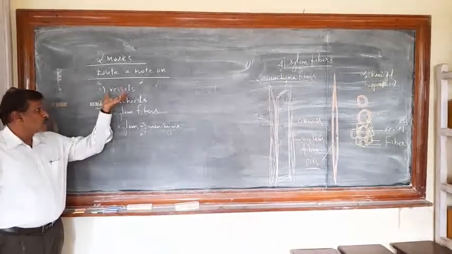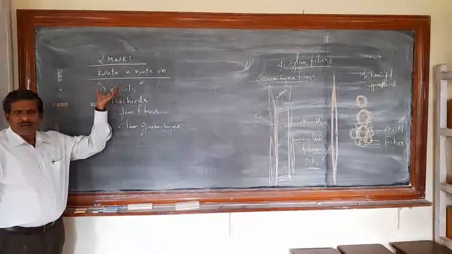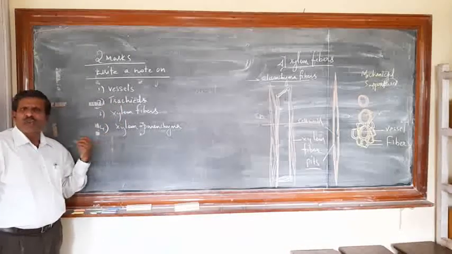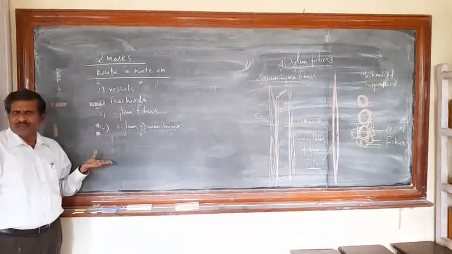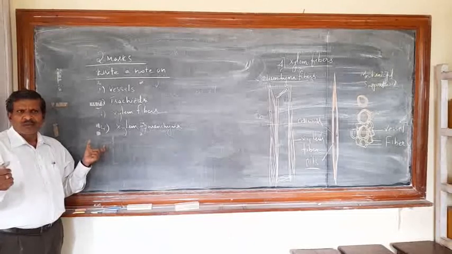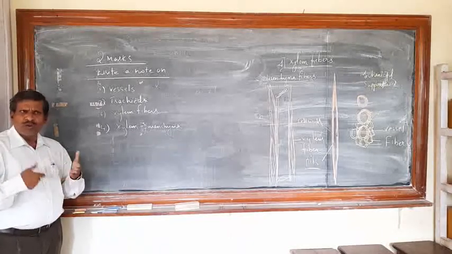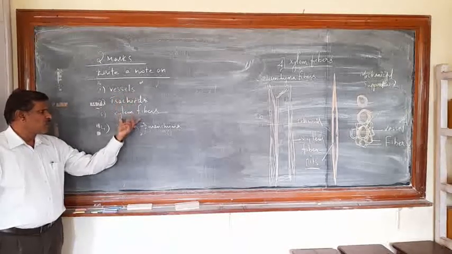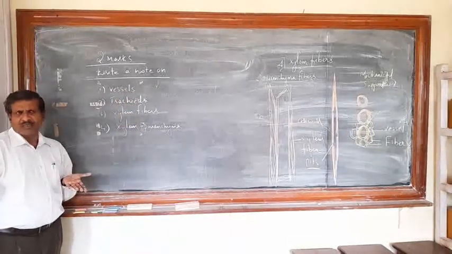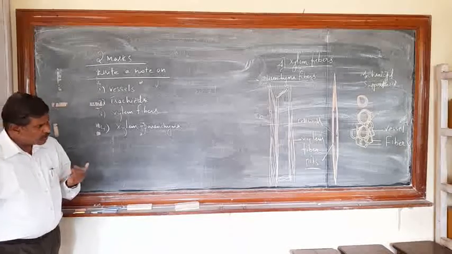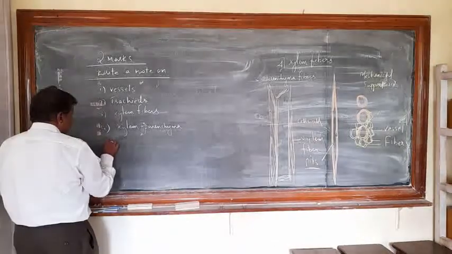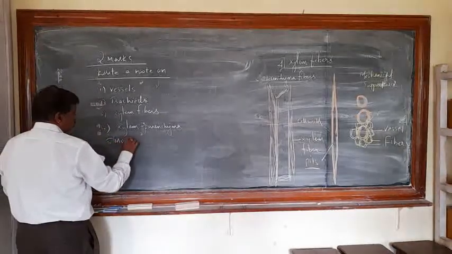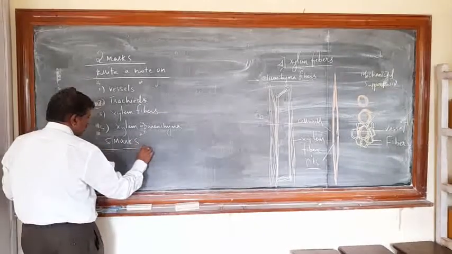At that time you have to explain each one of these in 2 to 3 sentences. What are vessels? How do they look? Okay, and what is the important function of the vessels? Like that, with each one of these you have to write 2 to 3 sentences. Even a 5 mark question can also be asked on this particular topic. A 5 mark question can be asked like this.